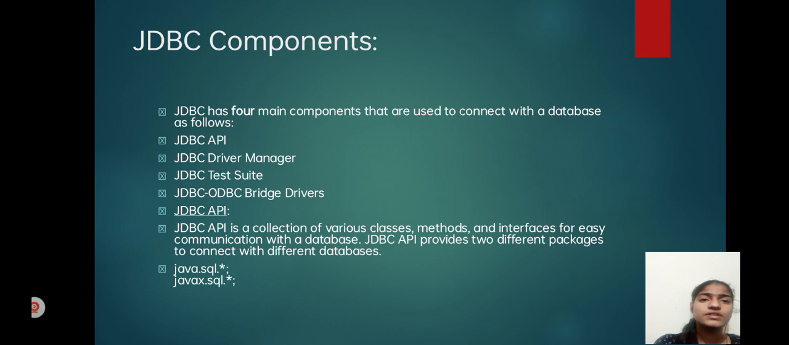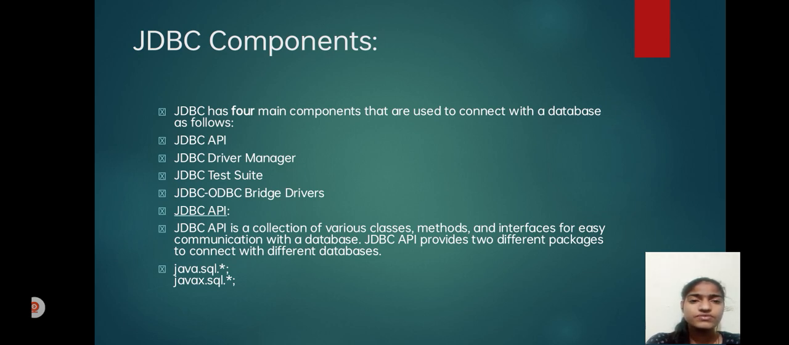Let's see the JDBC components. JDBC has 4 main components that are used to connect with the database as follows: JDBC API, the JDBC application programming interface, and JDBC driver manager, that is the two ways we have discussed before, Class.forName, or we can use DriverManager.registerDriver, or JDBC test suite, JDBC-ODBC bridge drivers.